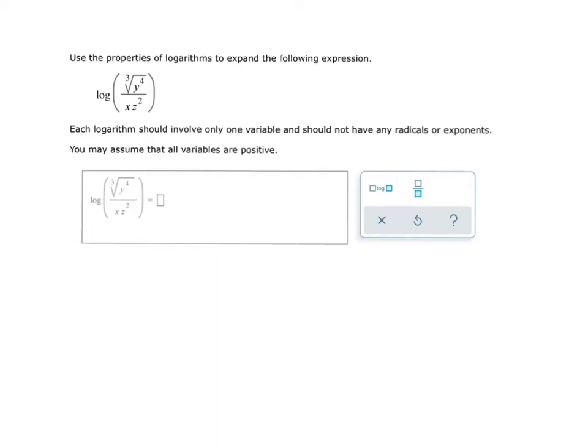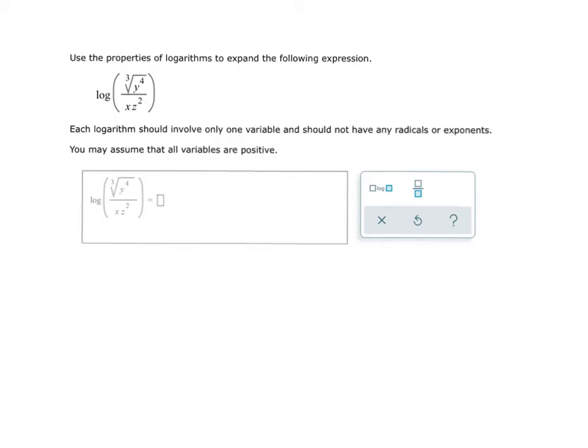Alright, so you should have watched the last video about the properties of logarithms. But in this video, I'm just going to go over some examples. So if you did not watch the last video, please watch it. These are going to be the problems, or similar to the problems, that you will see on ALEKS. So this says use the properties of logarithms to expand the following expression.